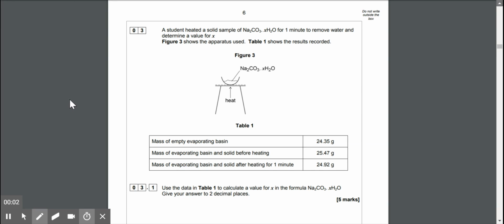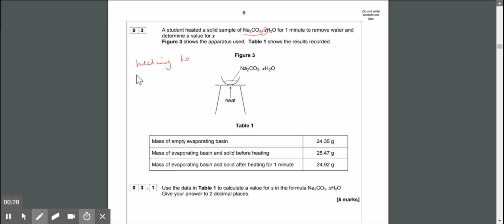Okay, so this is a fairly standard sort of question. Well, not standard, it's quite common though. The examiners like this type of question where you have to work out how many moles of crystallized water you have in a hydrated salt, like so. And the experiment is heating to constant mass.